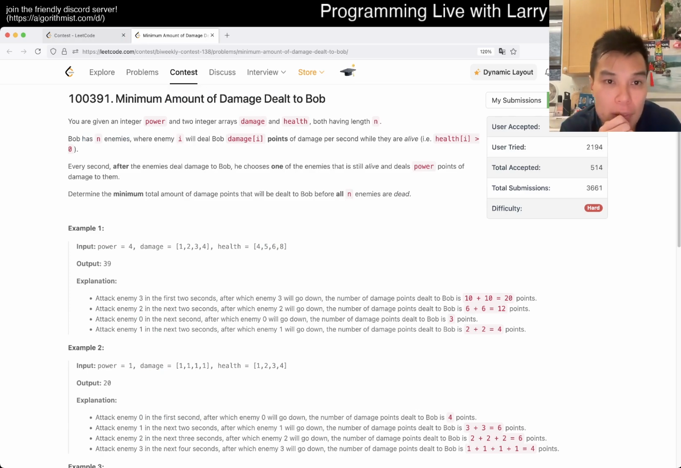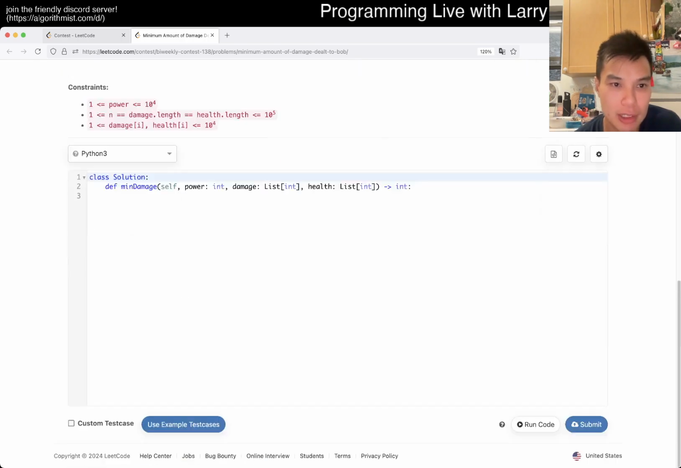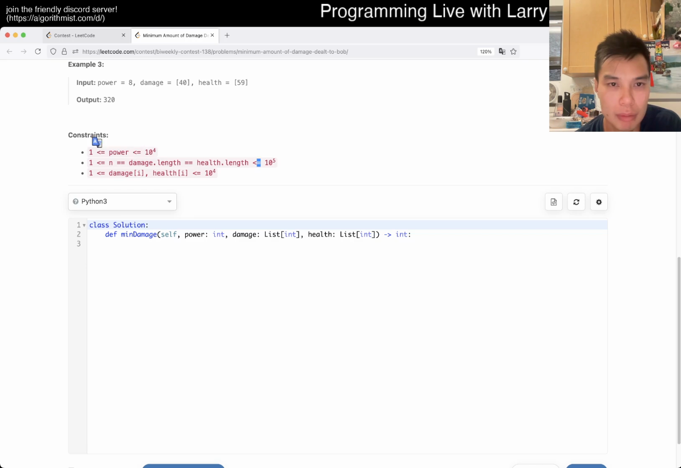All right, integer power and integer damage and health both, and enemies, where enemy i will do damage i while they're alive. Okay, makes sense. Every second after the enemies deal damage to Bob, he chooses one of them that is still alive and deals power of damage to them. Okay, determine the minimum total damage. Okay, so what is this? Seems like a sorting problem, right? So whatever damage, right?